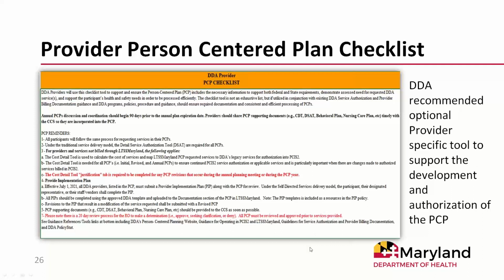We also highlight in red that please note that there is a 20-day review process for the regional office to make determinations. Determinations in the sense of approving that PCP or seeking clarification or denying it. And all PCPs must be reviewed and approved prior to the services provided. And lastly, we include a variety of links and policies that you can refer to that'll be shown at the end. Next slide, please.